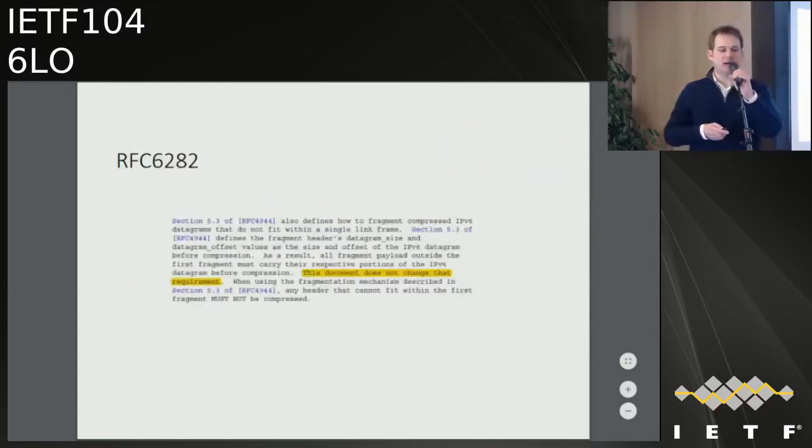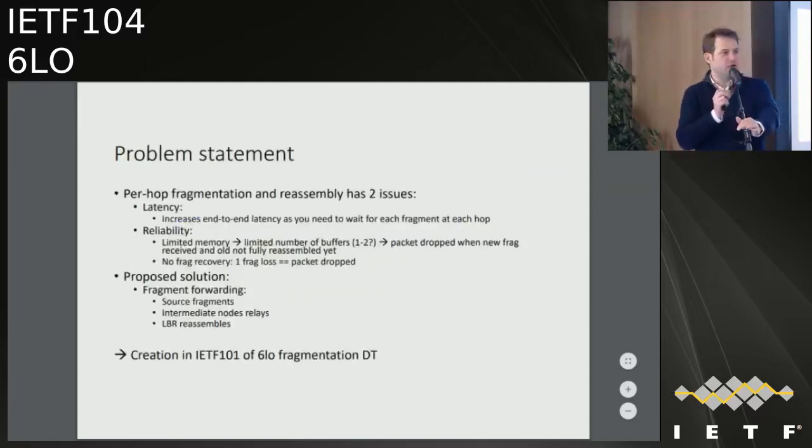We've been looking at the problem that per-hop fragmentation and reassembly is problematic. There are two main problems with that. The first one is latency. Node A sends little fragments to node B, and node B can only send to node C once it has received the last fragment from node A. Latency is pretty high, and reliability is probably the most problematic of the two problems.